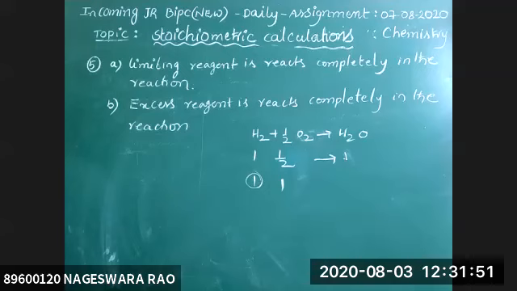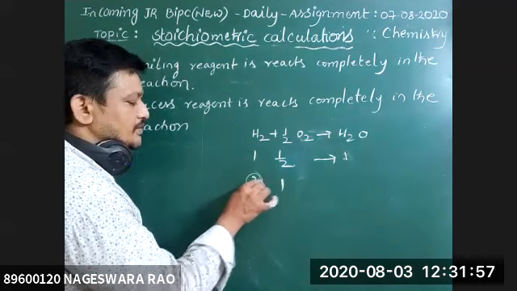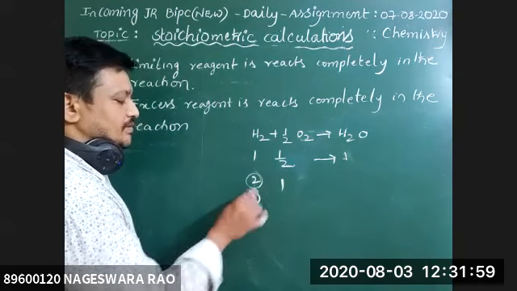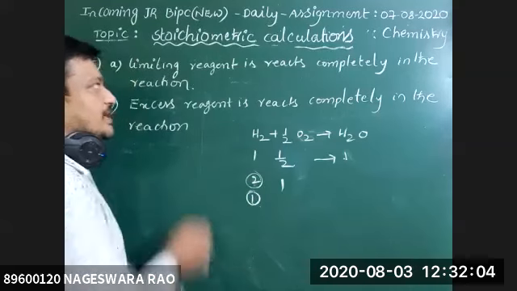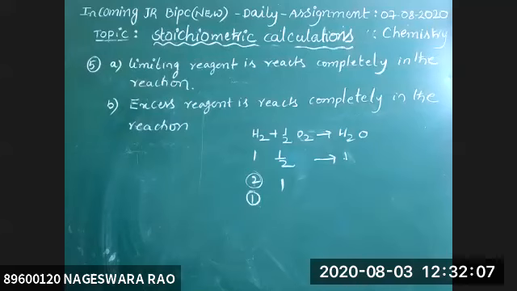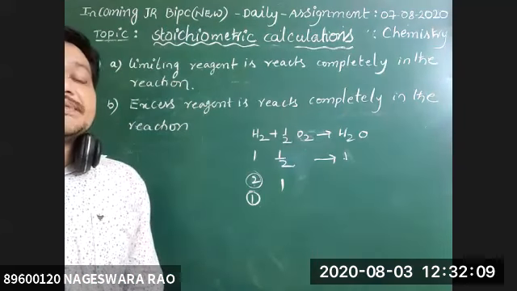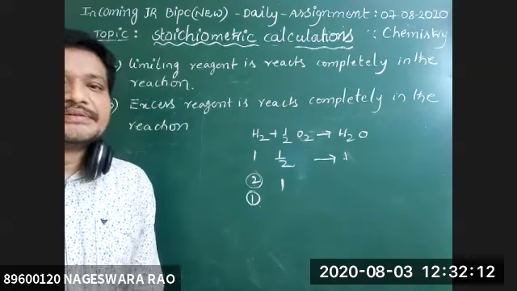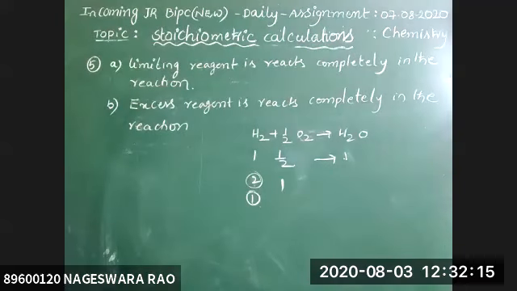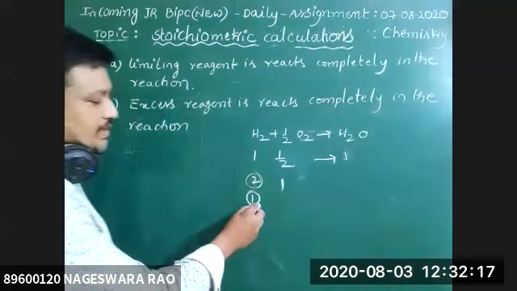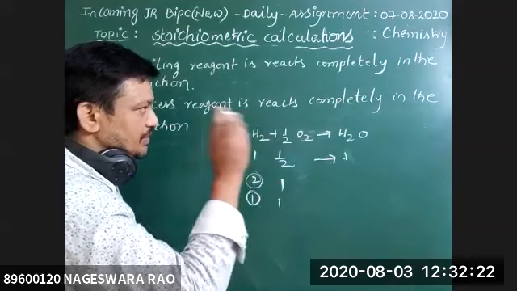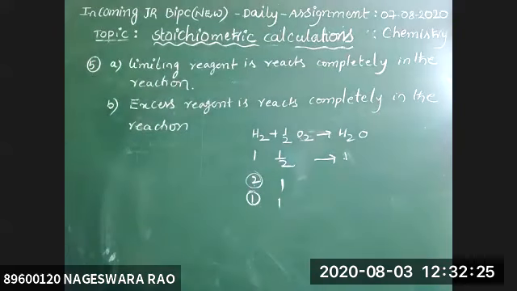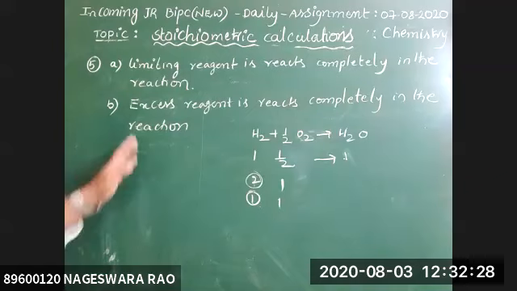So hydrogen is the limiting reagent, because compared to the required amount, here 2 moles are required but only 1 mole is taken. So a less amount is taken when compared to the required amount. That type of reagent is called the limiting reagent. Excess reagent means extra quantity. Here O2 is taken in extra quantity. After completion of the reaction, some amount is left, not completely consumed. That type of reagent is called the excess reagent.